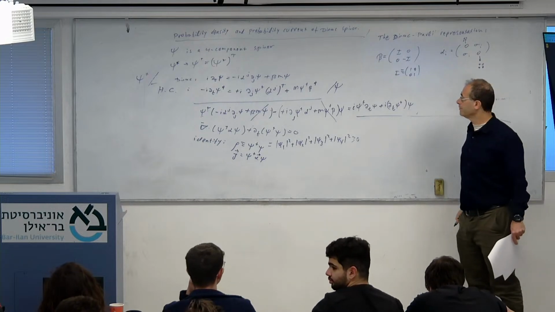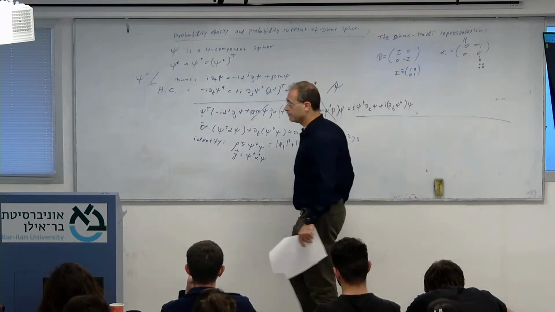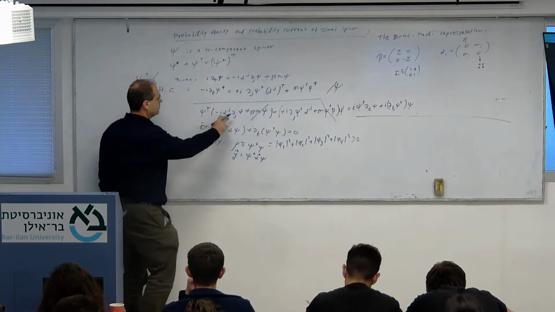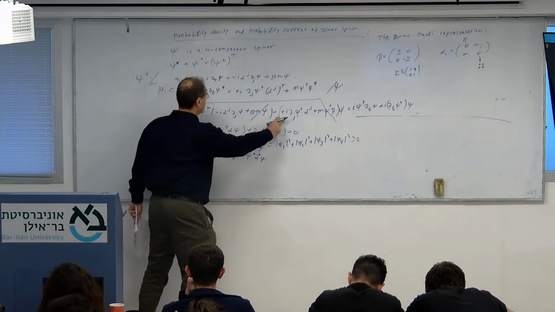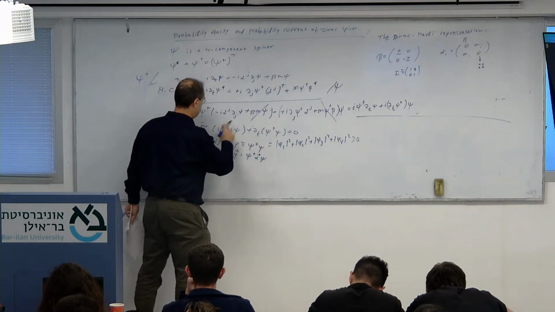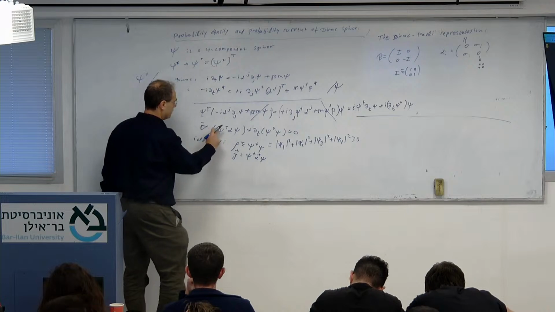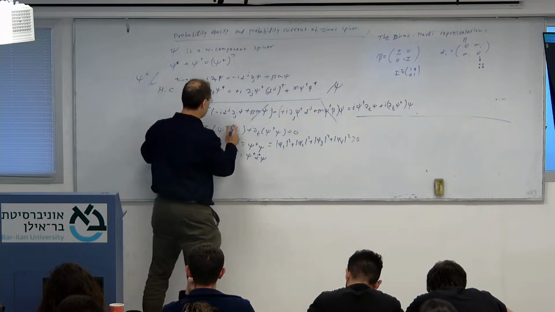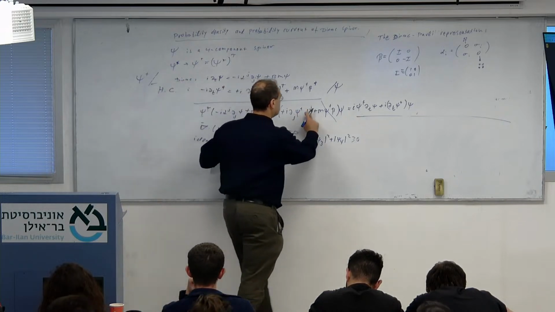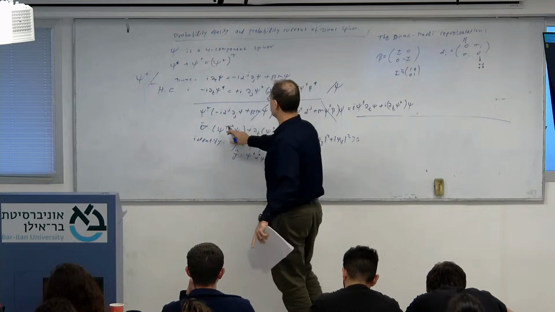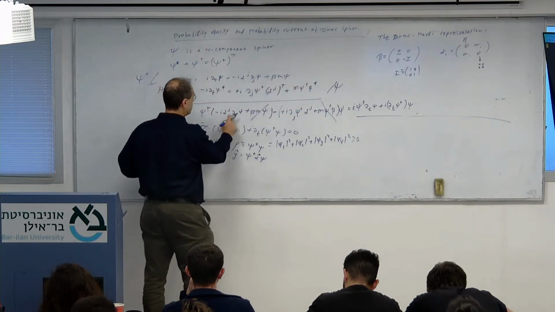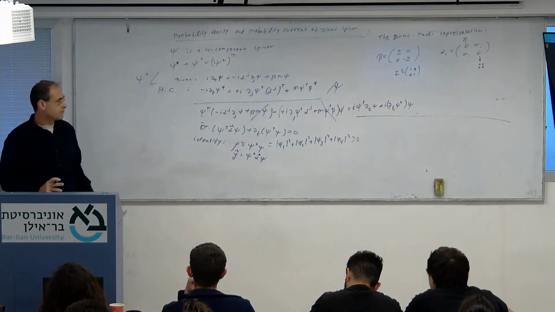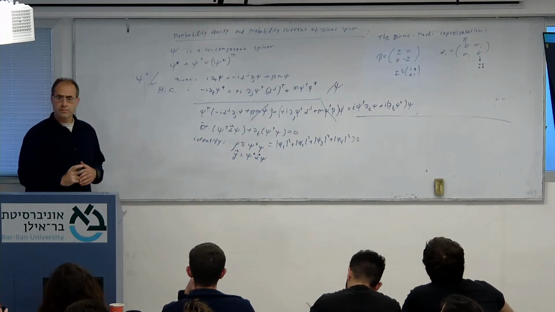Which nabla is this? Just a number. Sum over j of alpha j d_j of that: d_j psi dagger times alpha j psi plus psi dagger alpha j d_j psi. I mean, this alpha j is constant, so you don't care. This is the divergence.